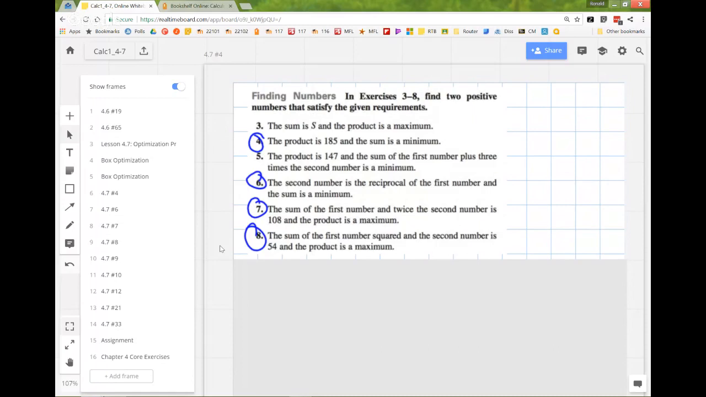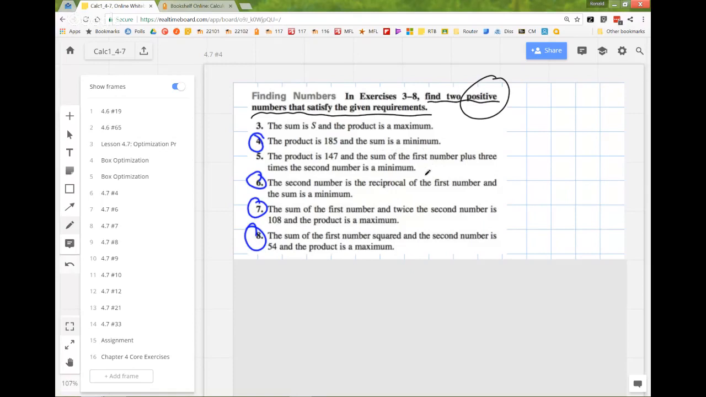It says, please note this. Find 2 positive numbers that satisfy the requirements. So it's really important that you remember the constraints of this problem. Any negative answers we get, we're rejecting those because we've got to have positives here. Okay, so number 4 says find 2 positive numbers whose product is 185 and the sum is a minimum.